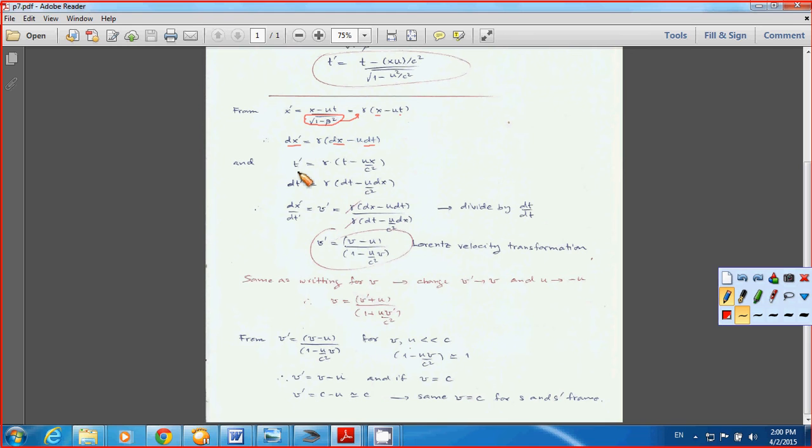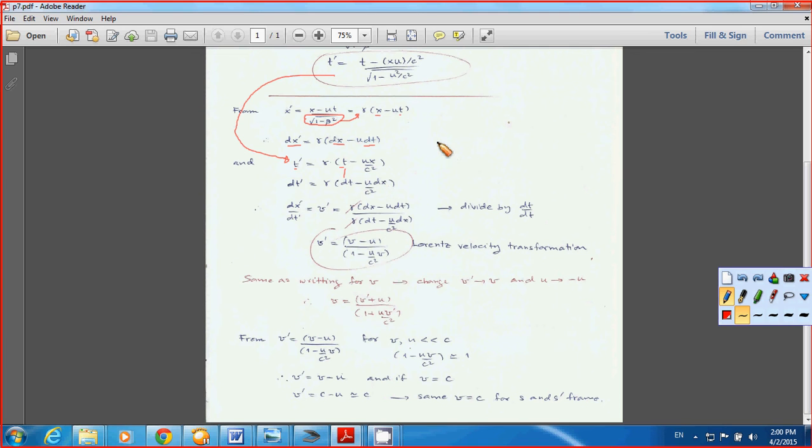And what about t prime? T prime, you do the same thing, right? You pick up this term right here, but in the form of gamma. dt prime is equal to gamma times dt, and u over c squared is constant, times dx.